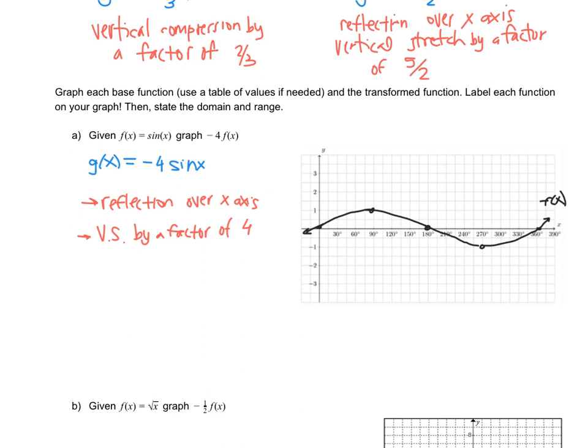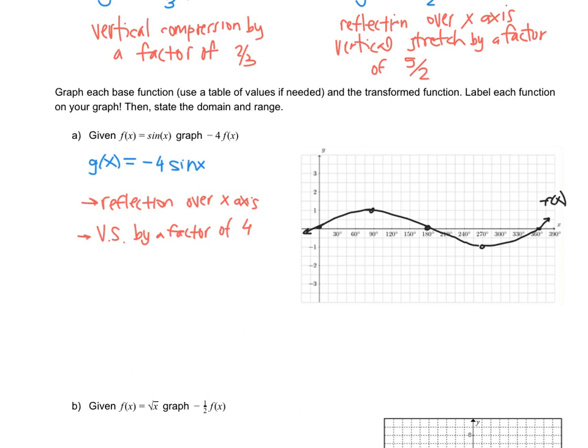Okay, so I'm going to apply these one at a time. So I'll start with my reflection. You could have started with your stretch first, it doesn't matter. So with the reflection, because it's over the x-axis, any point that isn't on the x-axis will just go on the other side. So these points here that are at 0 on your midline, they're not going anywhere. They can't be reflected if they're on the x-axis. But the maximum will now go to the minimum, and the minimum will now go up to the maximum.